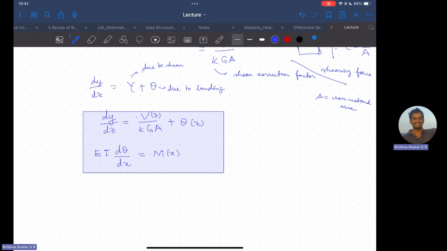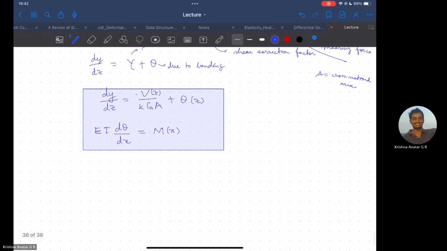And as we recall that, if there is no shear, so this is what is Timoshenko beam theory, right?